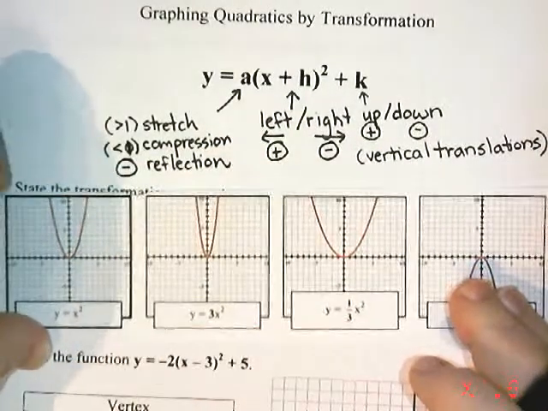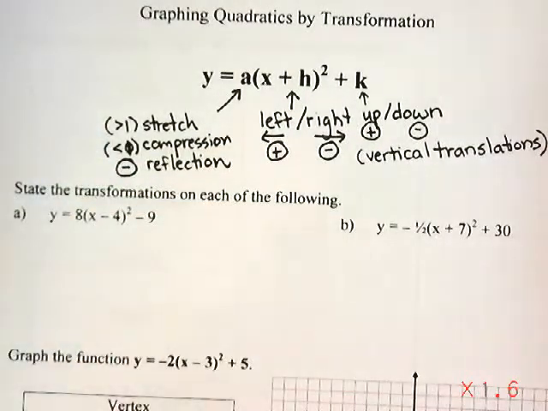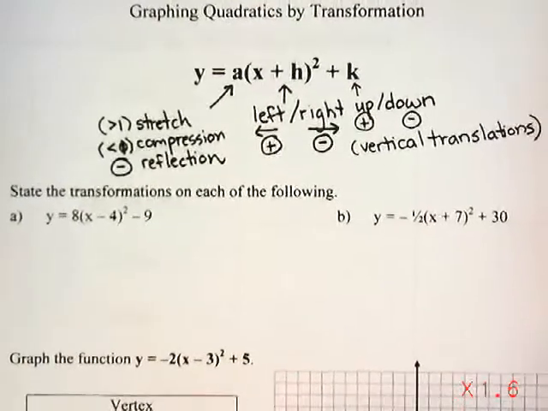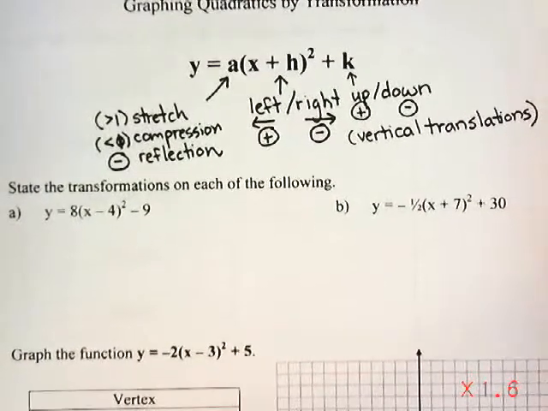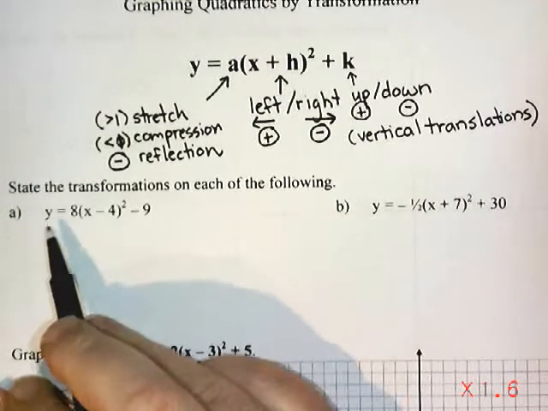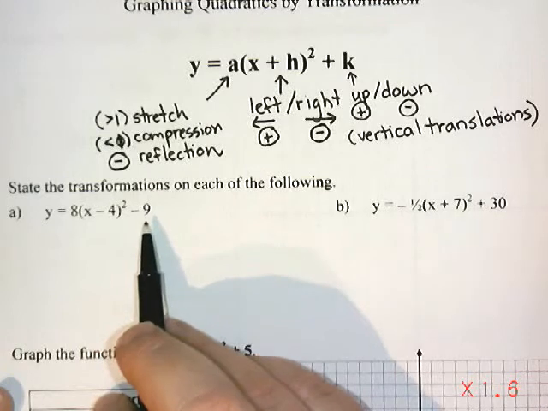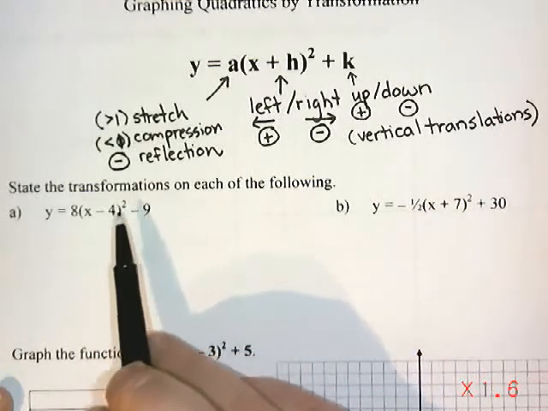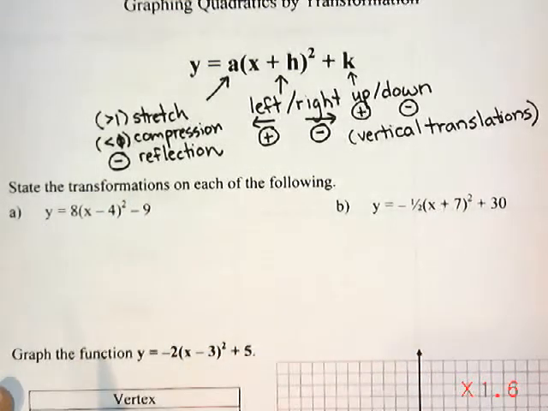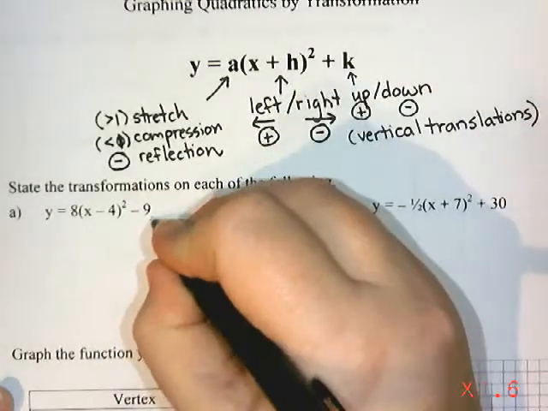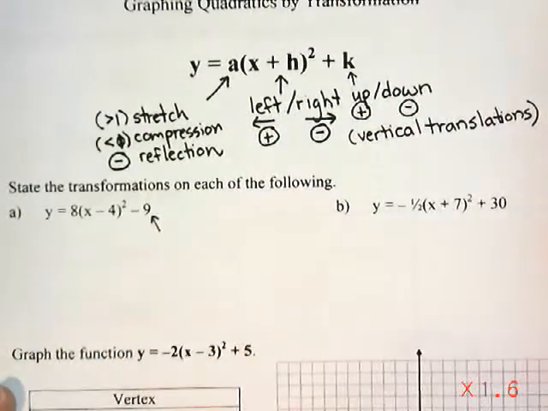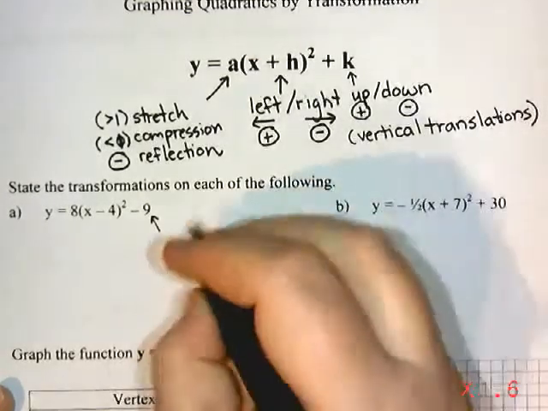So we're going to try putting these into action. We're going to take a look at our first question, which says state the transformations on each of the following. So we have y equals 8 times x minus 4 squared minus 9. And I'm going to identify what each of those three numbers does in the function. I always like to start at the end, find those ones easier. The minus 9 is going to move it down 9.